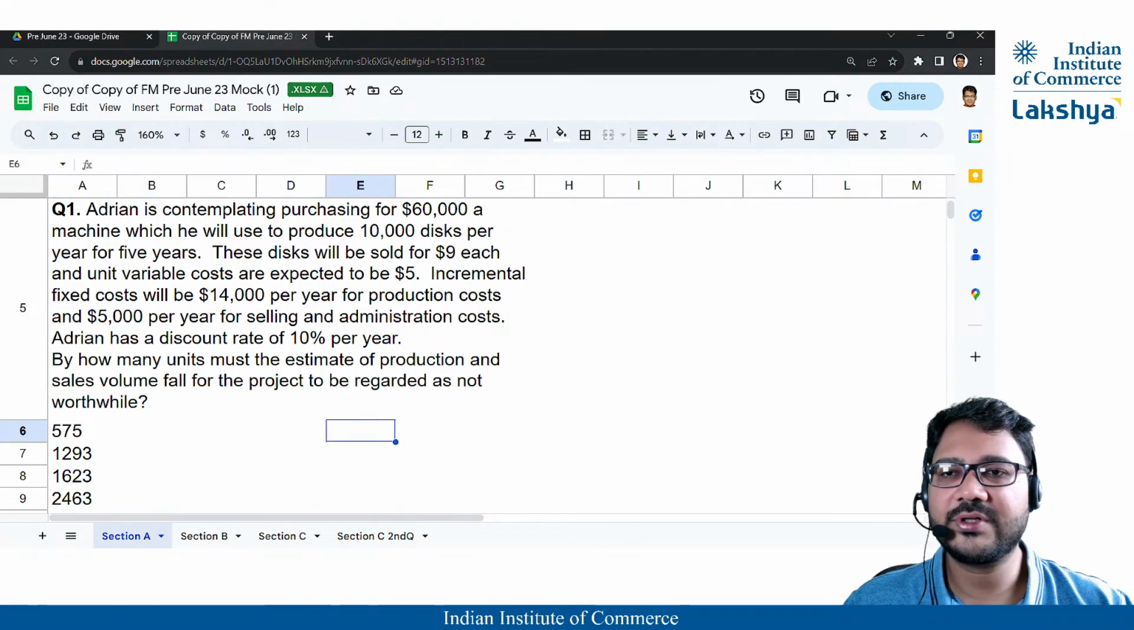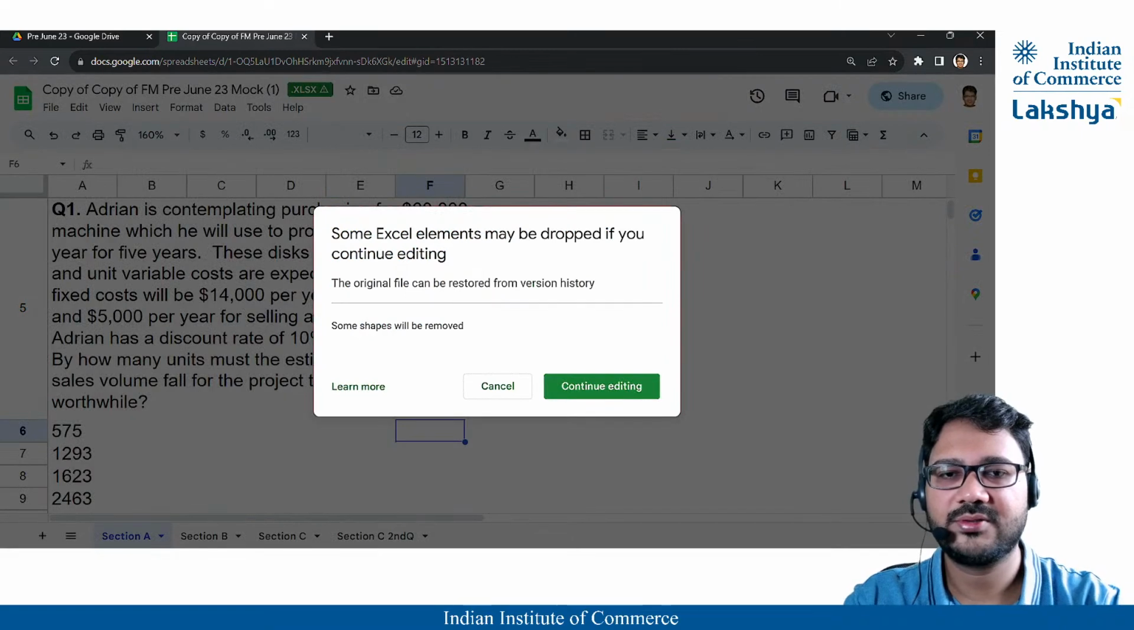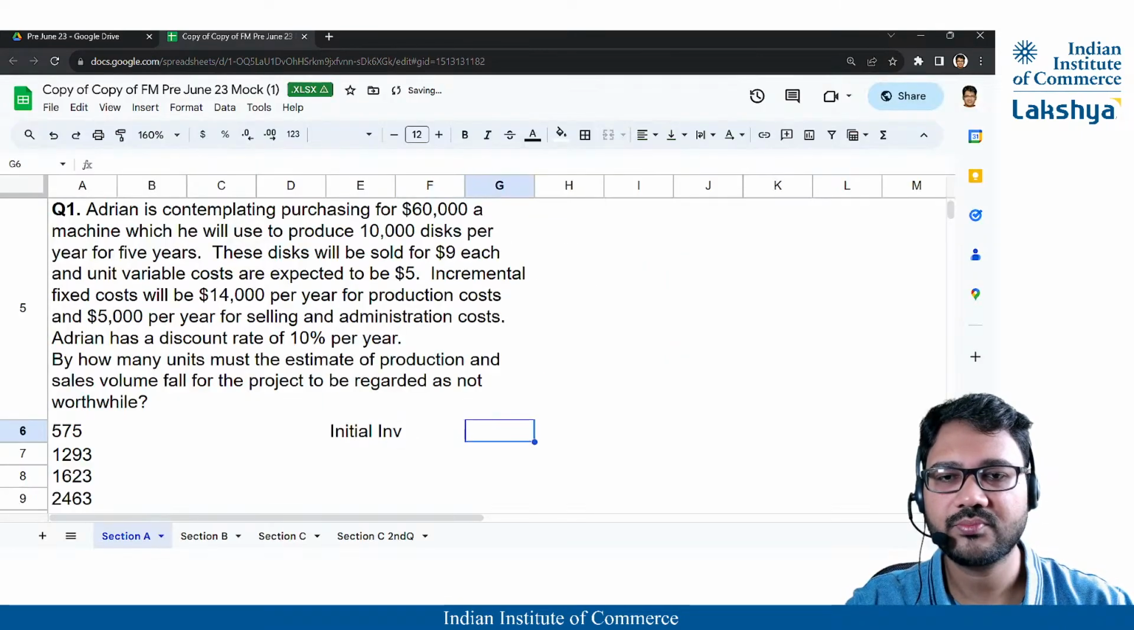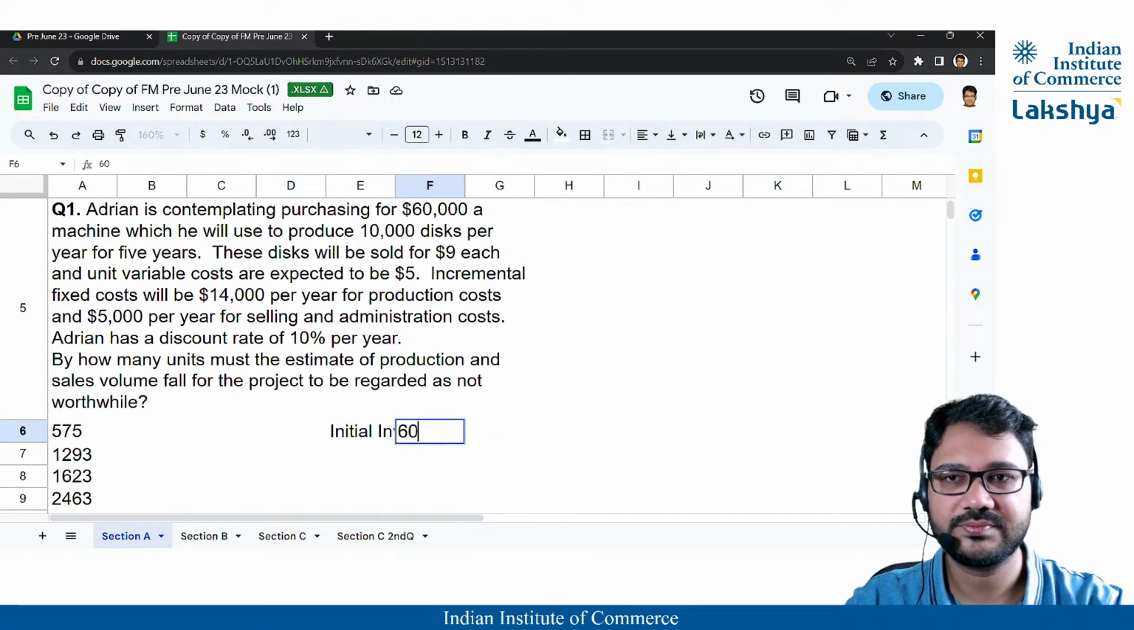So we have contemplating purchasing a $60,000 machine. So we have an initial investment of $60,000.